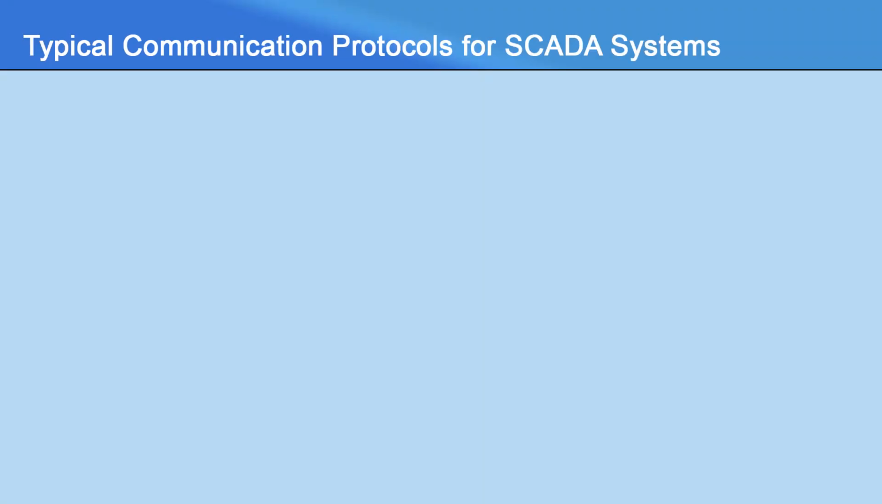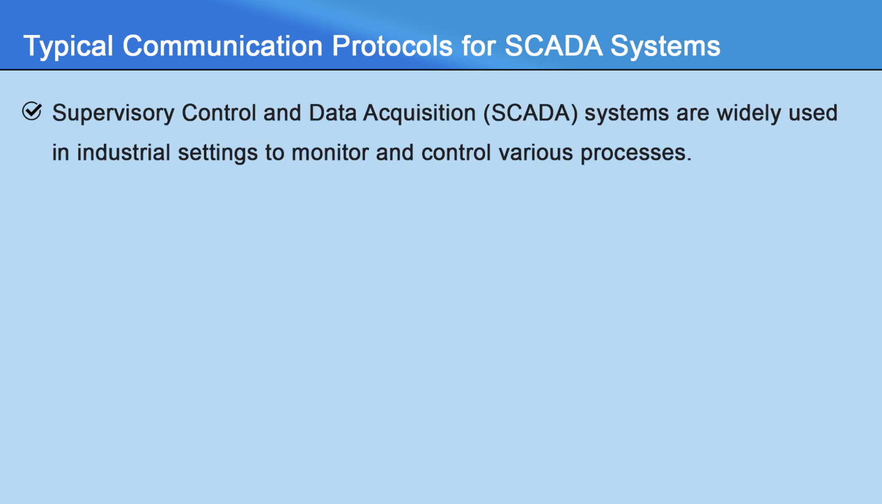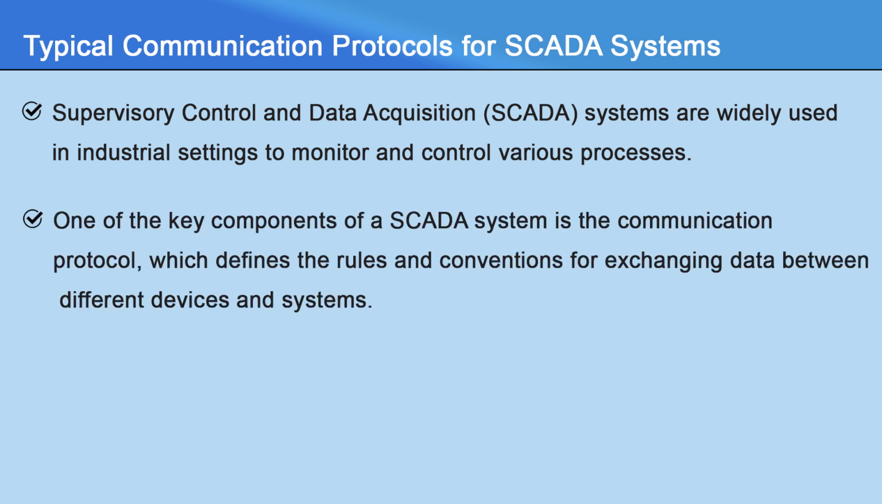Now, we will discuss the typical communication protocols for SCADA systems. Supervisory control and data acquisition, called SCADA, is widely used in industrial settings to monitor and control various processes. One of the key components of SCADA is its communication protocol, which defines the rules and conventions for exchanging data between various devices and systems.